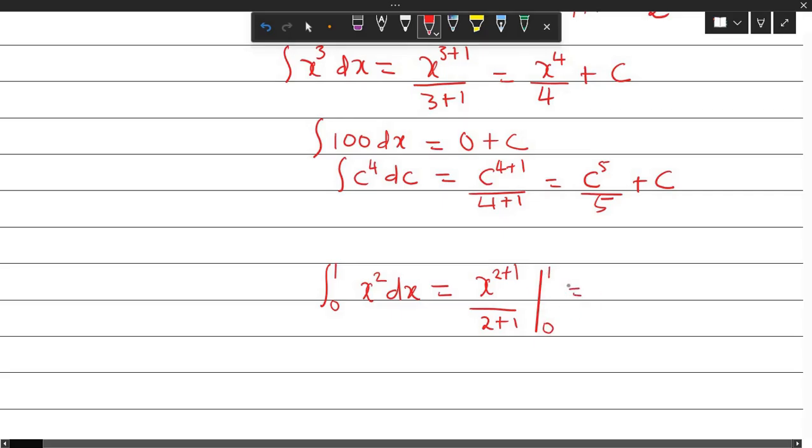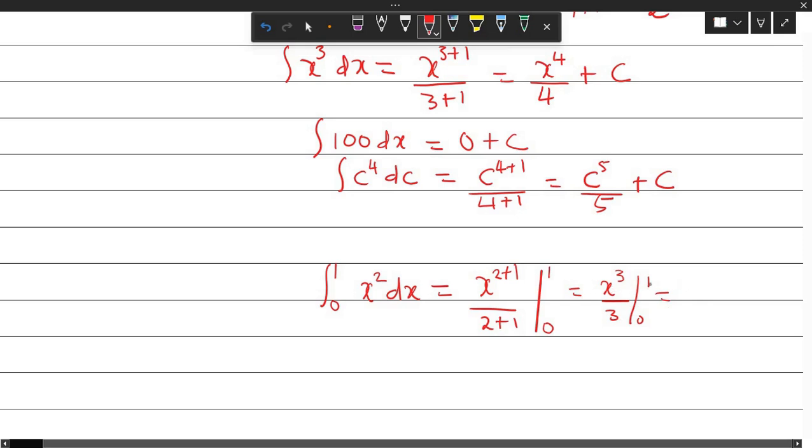Okay, equals, so first we evaluate it to be x to the power 3 over 3. Then we are integrating from 0 to 1. So now we substitute the limits. This is the upper limit. This is the lower limit. So the way we substitute is upper limit minus lower limit.